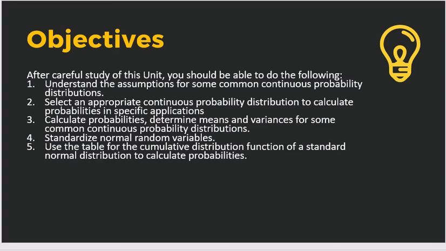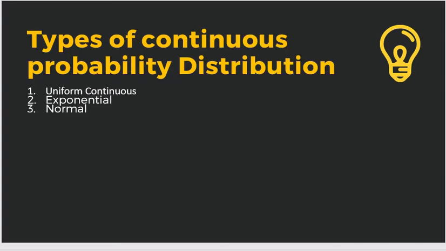In this topic, you will be able to see the different normal curves, as well as the distribution function table you're going to use for every computation or calculation of the given problems. So we have the types of continuous probability distribution: the uniform continuous, the exponential, and the normal.